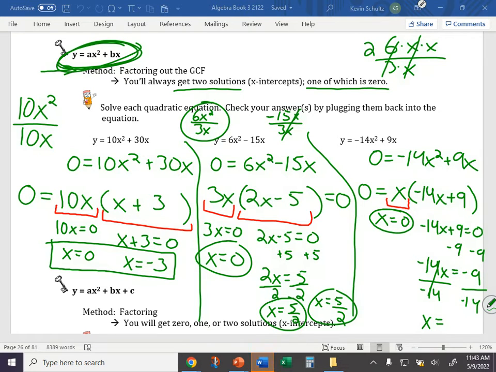Positive 9/14. The only thing we can cancel out or reduce are the negative signs. So we have x equals 0 and x equals 9/14. This is a fraction you want to leave in fraction form, because if you divide 9 by 14, you get a nasty decimal that you have to round, and we don't want to do that. So you would want to leave this in fraction form.